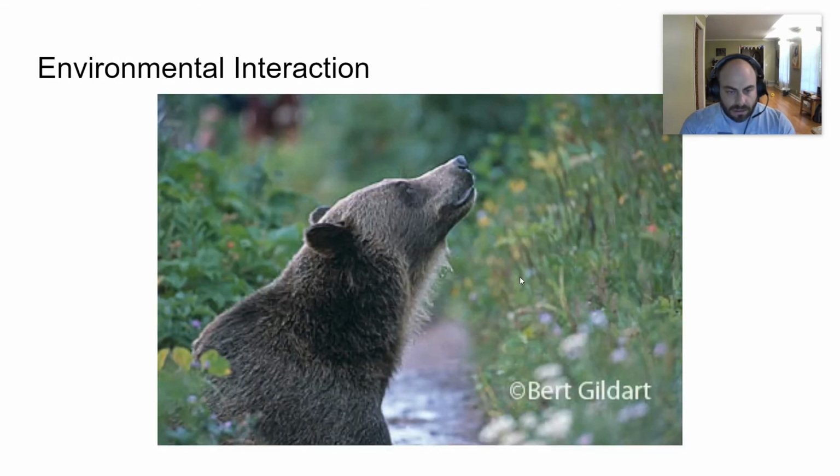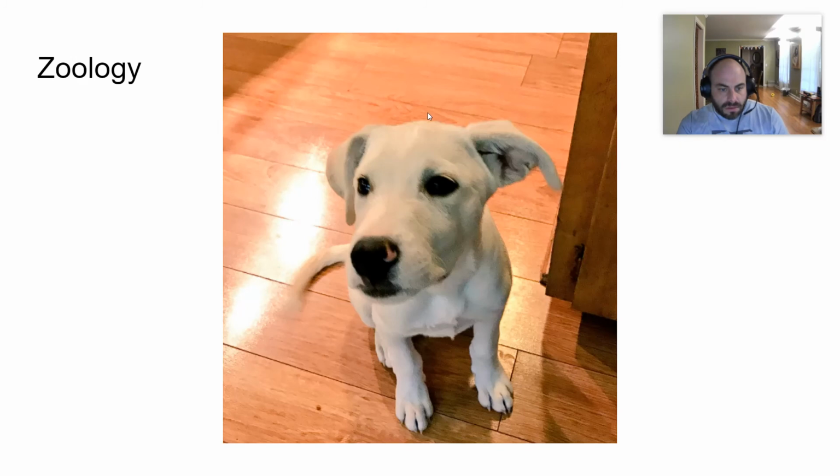And then lastly, all living things interact with their environment. This bear looks like it's smelling something. Bears have a keen sense of smell, and so it is interacting with its environment. All living things interact with their environment at some level. And so ecology is the study of these interactions. The thing that the bear is responding to, or that you or I or whatever is responding to, is called a stimulus. And so non-living things can't respond to those things.